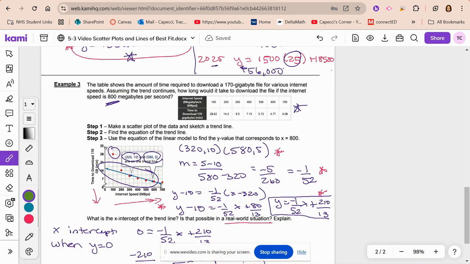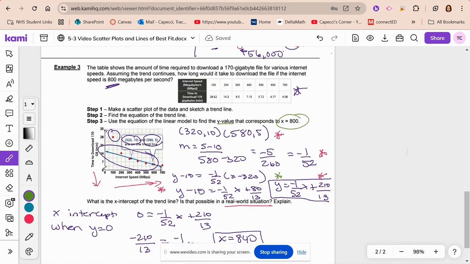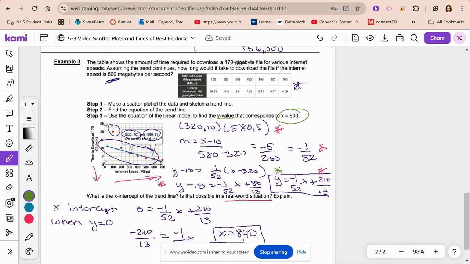Now, the next part of this problem says use the equation of the linear model to find the y value that corresponds with x equal to 800. So it's saying use this equation, and we're going to try to figure out when x is 800. So I'm going to get negative 1 over 52, multiply that by 800, and add 210 over 13. So basically just substituting that 800 there.